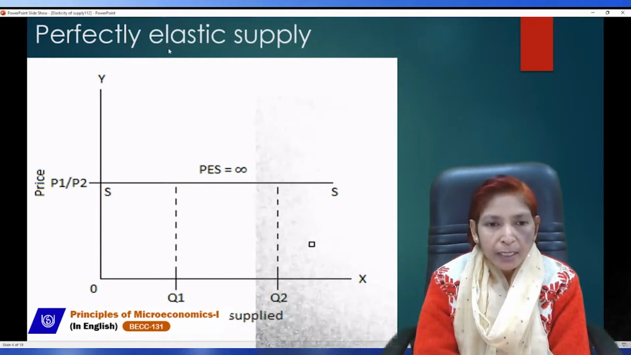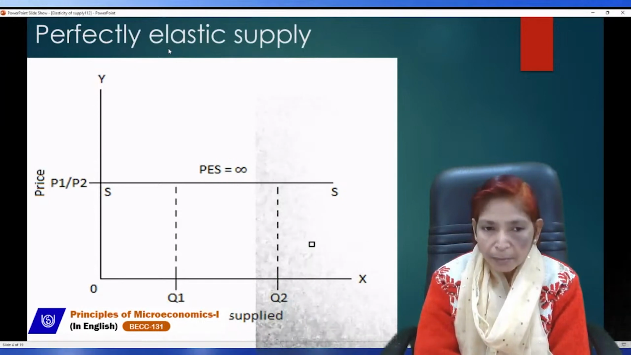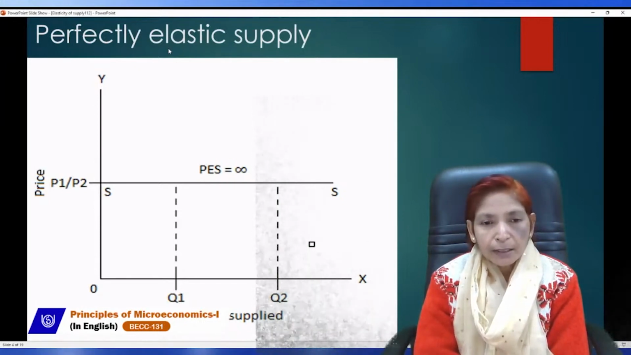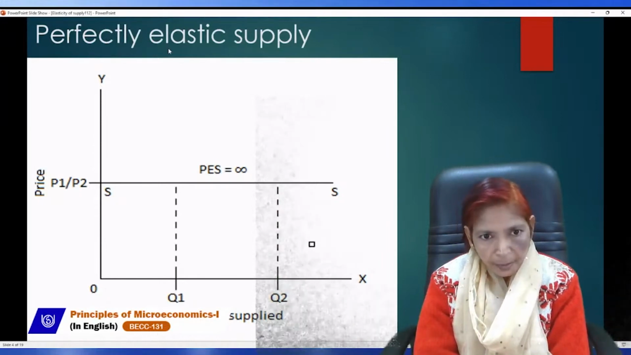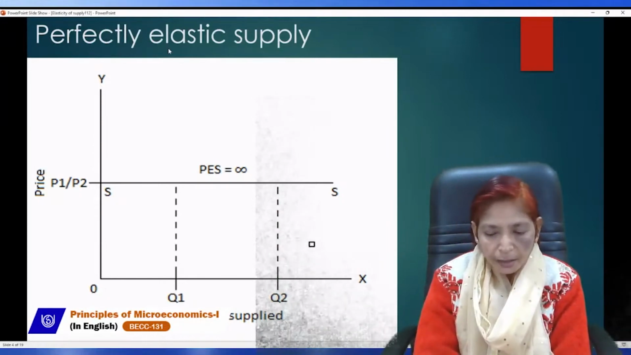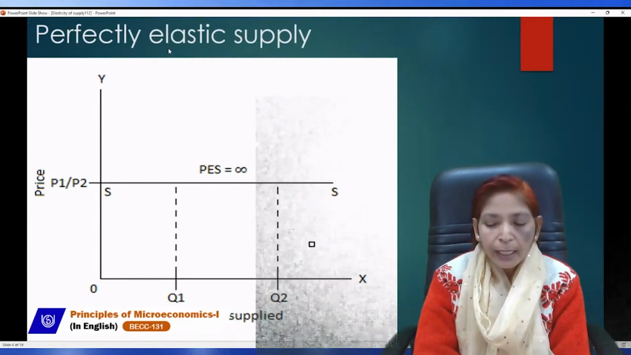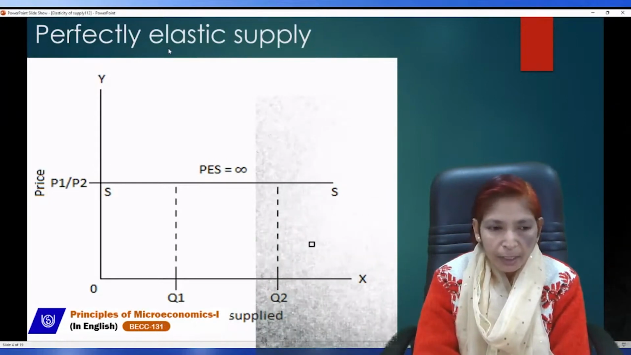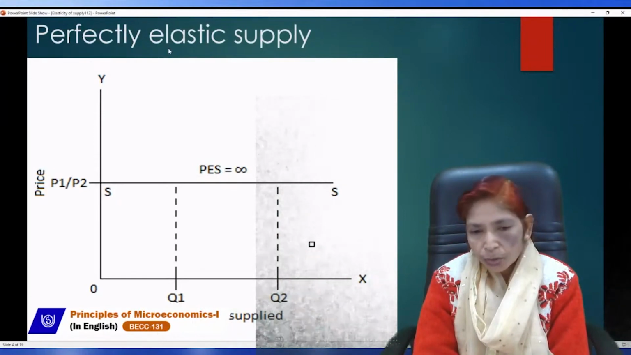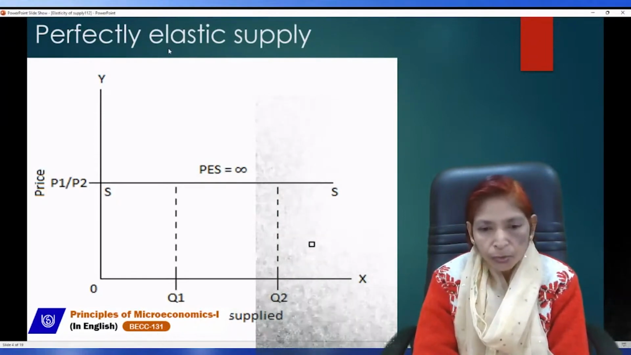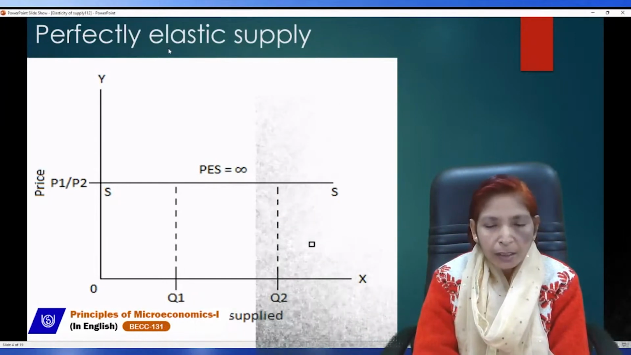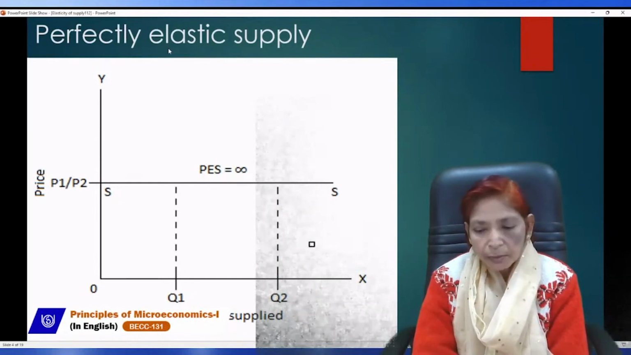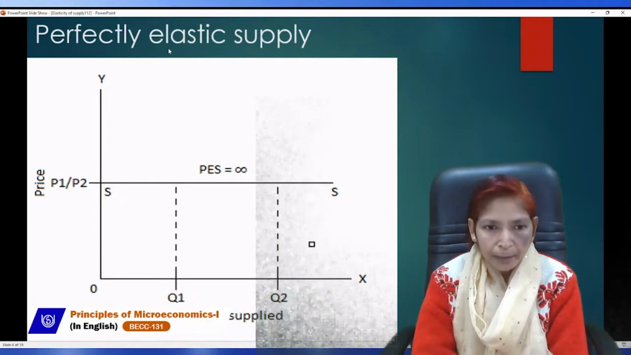Please keep in mind that perfectly elastic supply and perfectly inelastic supply are the two extreme cases or situations of elasticity of supply. In case of perfectly elastic supply, the supply curve will be a horizontal line parallel to the x-axis. In this case, quantity may increase from OQ1 to OQ2 and it may fall from OQ2 to OQ1, but price will remain the same. So this is the situation of perfectly elastic supply.